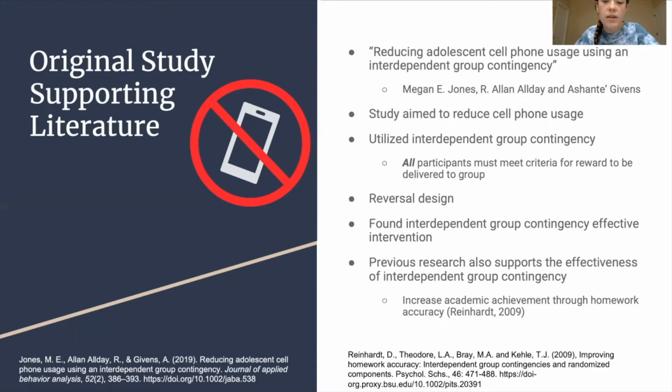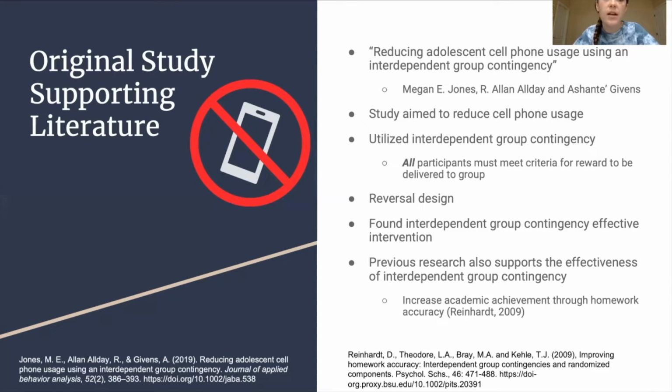The original study utilized an interdependent group contingency as the intervention to reduce cell phone usage during class. This means that all students participating in the study had to meet these predetermined requirements in order for all members of the group to receive the reinforcer.